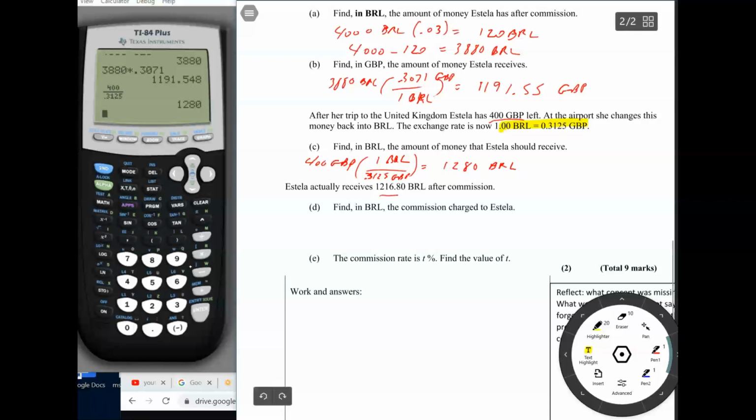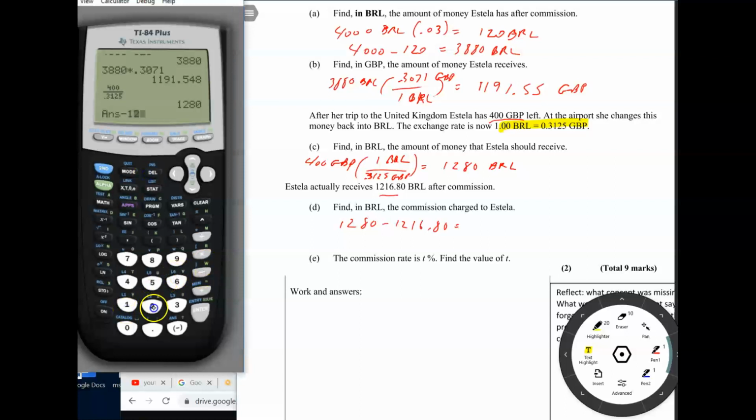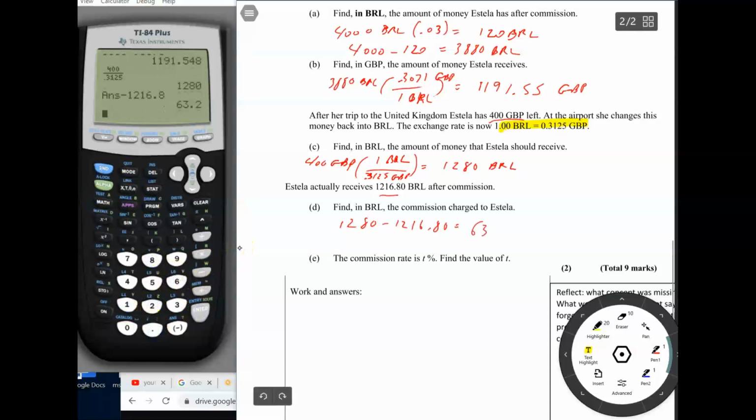Find in Brazilian real the commission charged to Estella. Okay, so instead of 1280, she received 1216.80. So how much was charged in commission? 1280 minus 1216.80. So what's charged is 63.20 in Brazilian real. The commission rate is T%. Find the value of T.